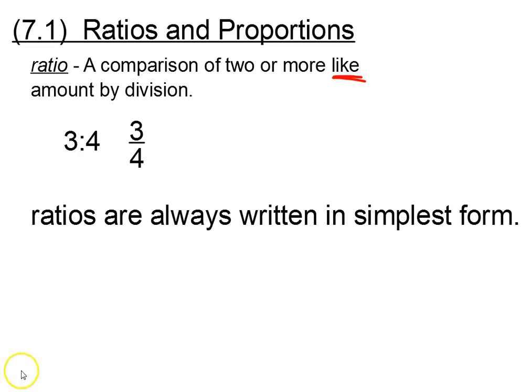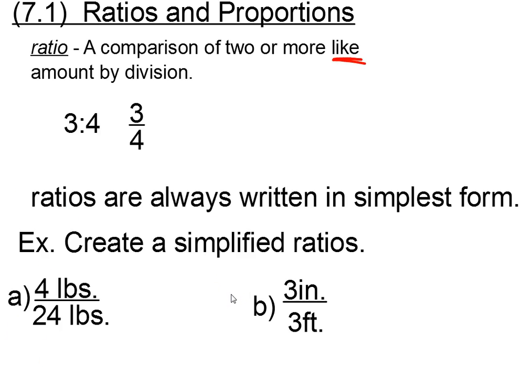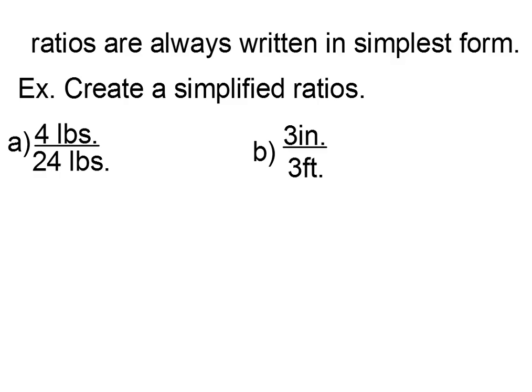All right, so let's take a look at what I'm talking about here. Folks, I have two fractions written on the board. One of them is a ratio, the other one isn't. I've got 4 LBS. What does LBS stand for? Pounds. Pounds, and 24 LBS.